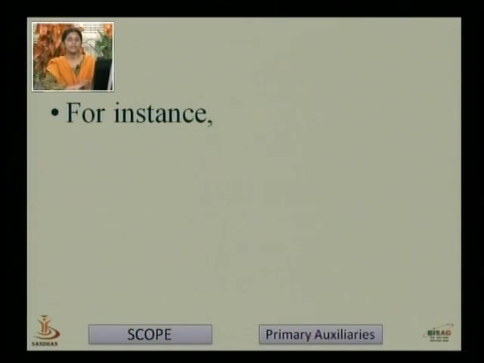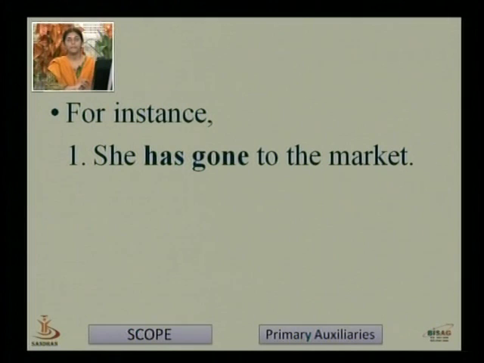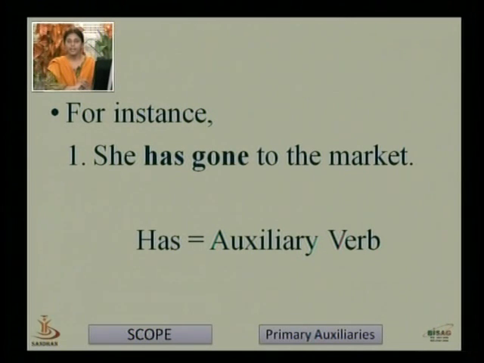Please read the examples from the PPT and observe them carefully. Let us take the first example. She has gone to the market. The highlighted words are has gone. Please note that the verb has is the auxiliary verb and the word gone is the main verb. To go is an action. The auxiliary has adds to the meaning of the sentence. It modifies the main verb and it has also changed the tense.